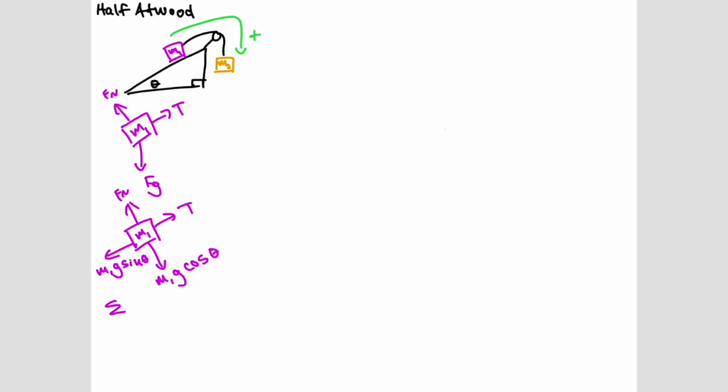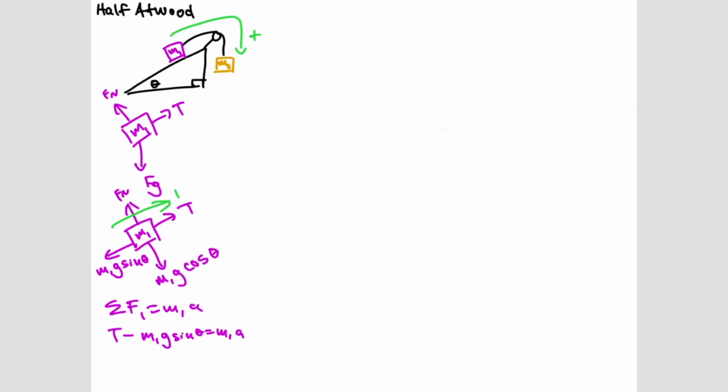Again, we can start writing out our equations. With this, the positive direction is that way. So that means tension minus m1g sine theta equals m1a.